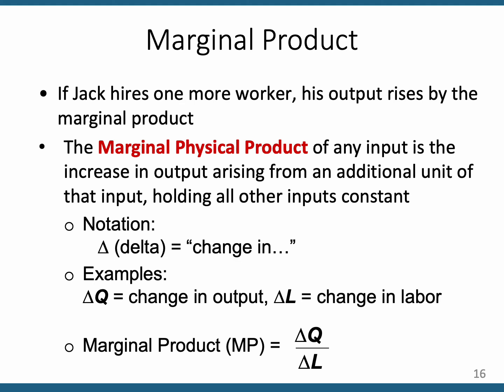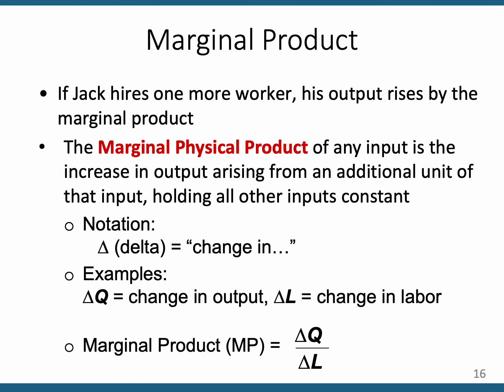So this is just explaining what I just went through. Marginal product is the increase in output arising from an additional unit of that input, the input being labor in this case, hiring 1 more worker, holding all other inputs constant. Of course, we have to say ceteris paribus, right? If nothing else changes but we hire 1 more worker, total output will increase by this amount.